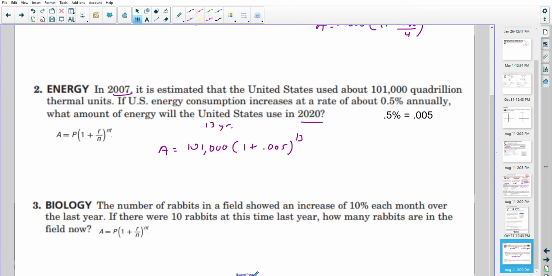Next, we're going to look at rabbits increasing 10% each month over the last year, so every month. Now, this is not a compounded situation. It's not saying it has an annual rate of 10% compounded monthly. It's just saying that it increases 10% each month. So I want to put my head around just the months. Then when it talks about 1 year, I'm really talking about 12 months.